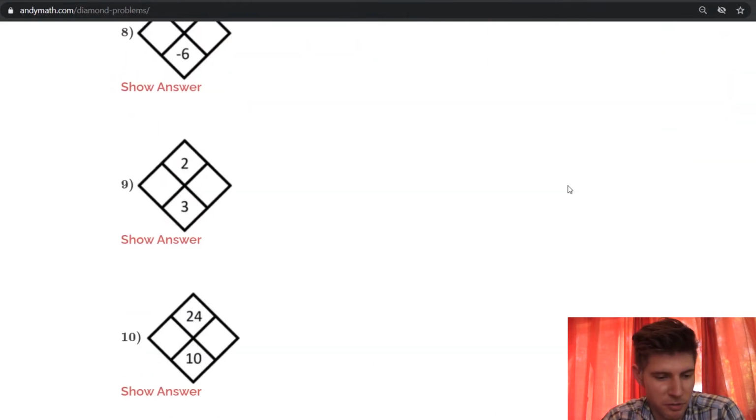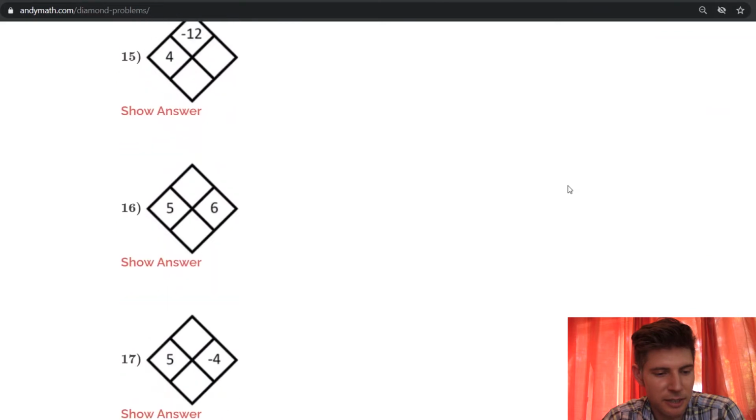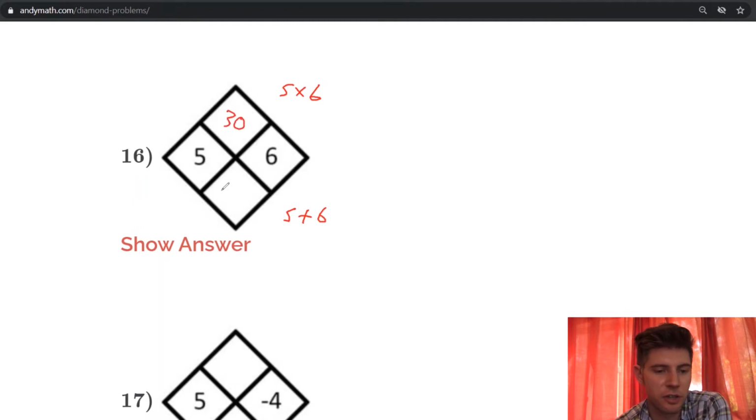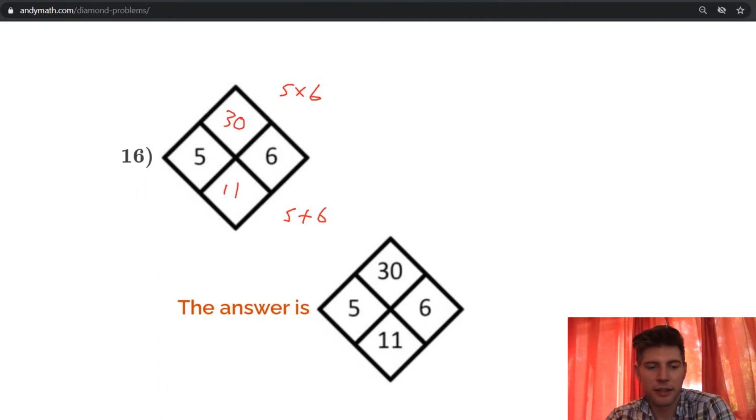So first we'll start with number 16, 5 and 6. So what is 5 times 6? So on the top is multiply. So on top gets 5 times 6, and on bottom is 5 plus 6. So 5 times 6 is 30, and 5 plus 6 is 11. And that's the answer to number 16. Let's try the next one.